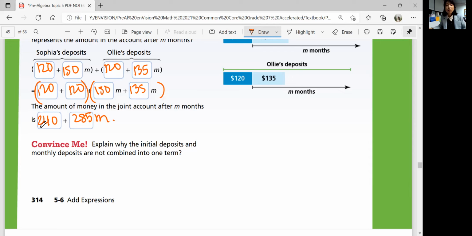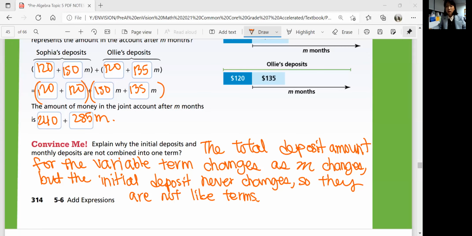The initial deposit, they already paid. They've already put it in. It's not going to change. It never changes. So they're not like terms. You cannot add them together. Let's write that down. Here you go. They are not like terms.